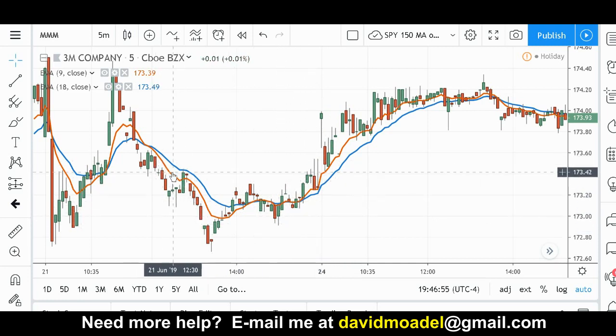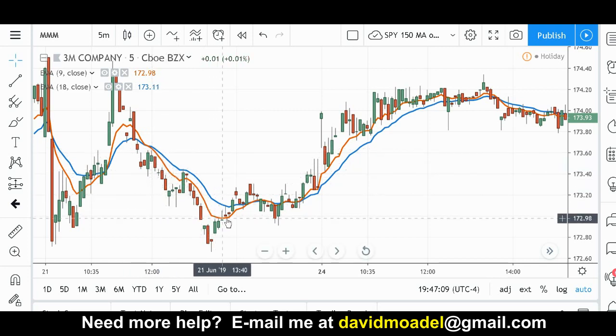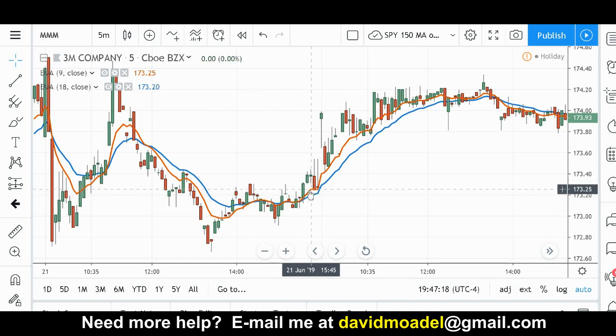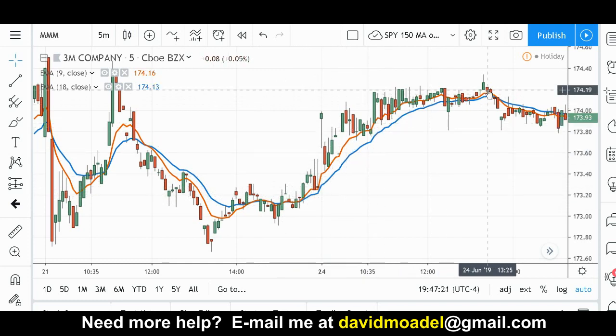When the faster moving average crosses below the slower one, that's the time to get out of your long position, or possibly even enter a short position if you choose to do that. And then when the faster line crosses above the slower line, you exit any short positions you might have had and enter a long position and ride it all the way up for profits. Don't get out of your long position until the faster moving average crosses clearly below the slower one.